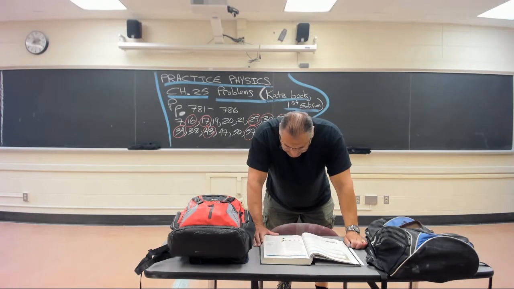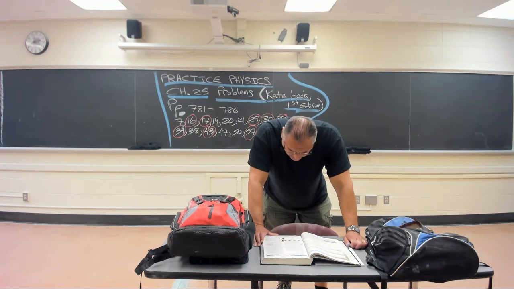For problem number 16, a circular loop with radius small r is rotating with constant angular velocity omega in a uniform electric field with magnitude E. The axis of rotation is perpendicular to the electric field direction and is along the diameter of the loop. Initially, the electric flux through the loop is at its maximum value. Write an equation for the electric flux through the loop as a function of time in terms of small r, E for electric field, and omega.